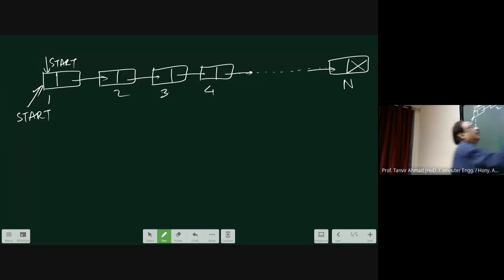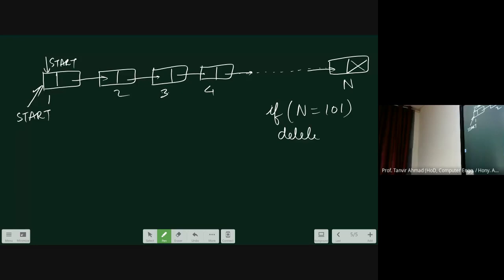That means if n is, say, 101, delete the 51st node.